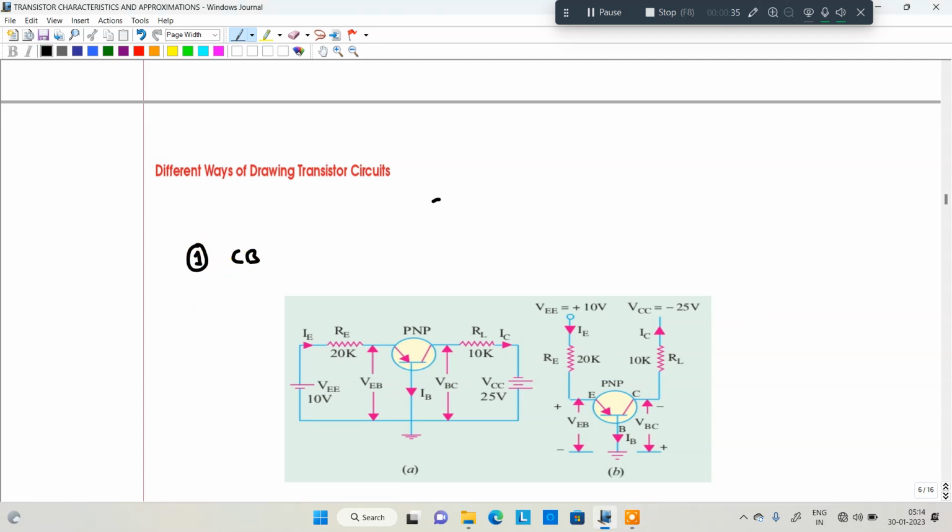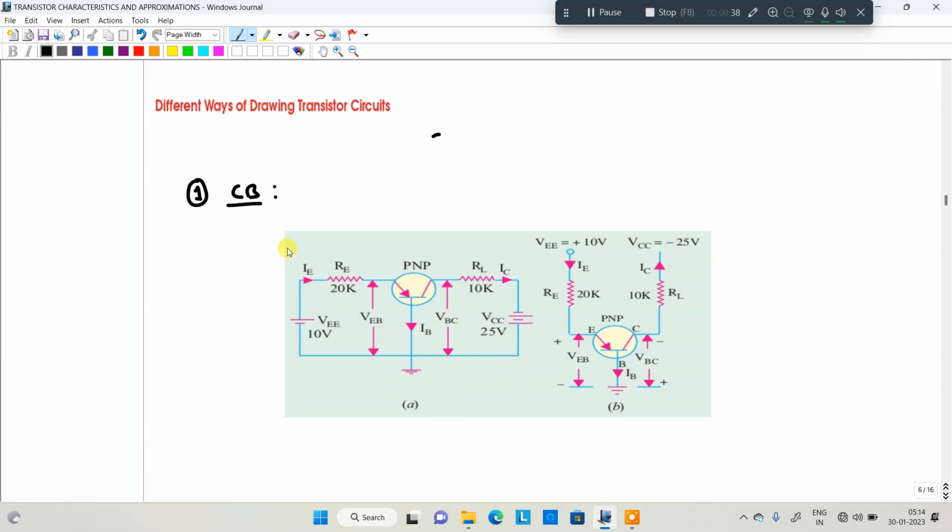Common base configuration: how to draw the circuit. In this configuration, the base terminal is common to both input and output. Let me take for example a PNP transistor. Everyone listen clearly. In a PNP transistor, the middle letter N is represented as negative. This negative means collector as well as base are both negative with respect to emitter. Clear? In the case of a PNP transistor.